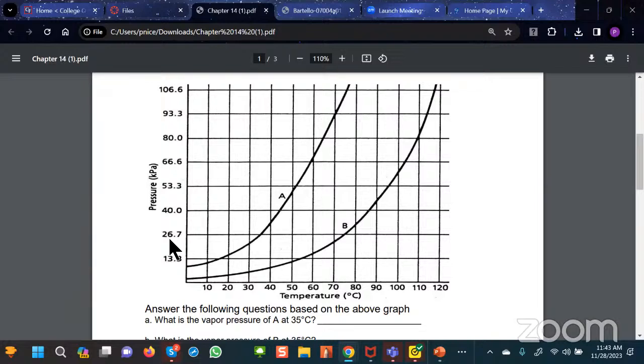And then for B, it's asking the same thing, right? At the same temperature. So in the case of B, the temperature is 35, right?